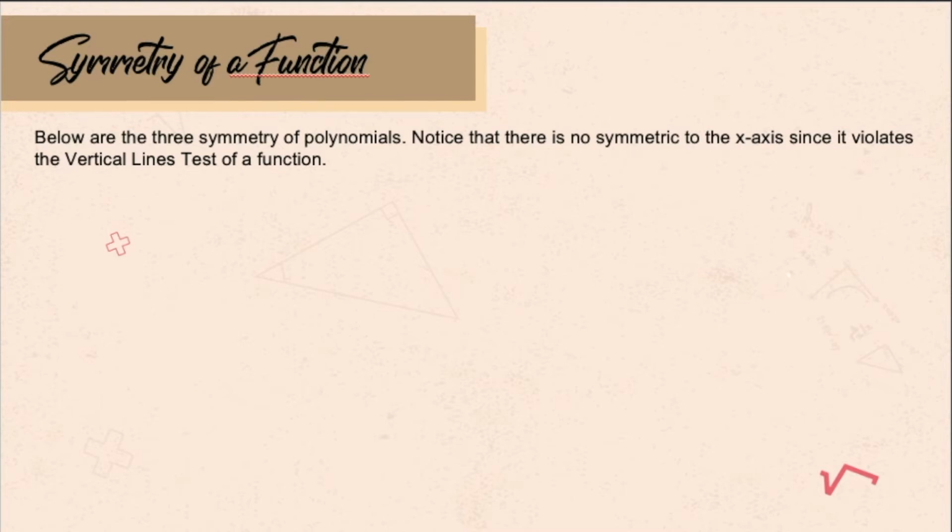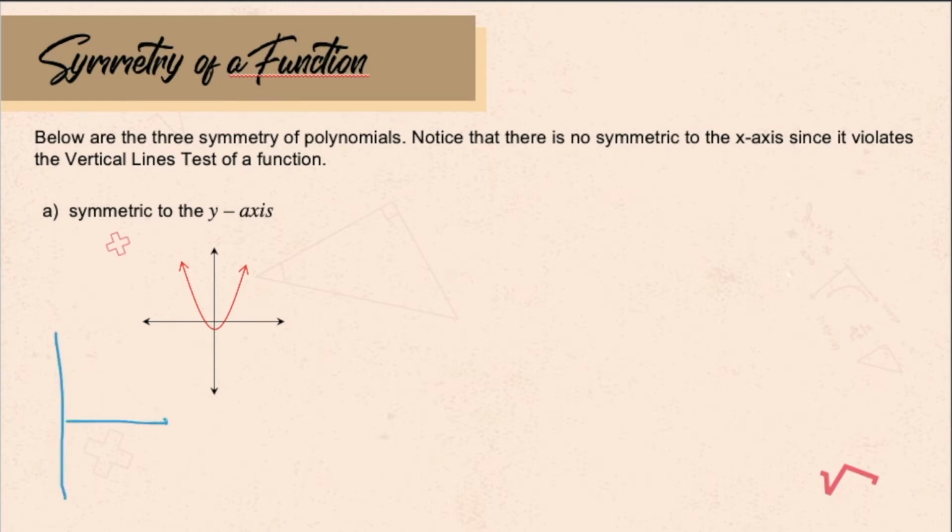We'll start with symmetric to the y-axis. So how do you determine, class, if a given graph is symmetric to the y-axis? You fold along the y-axis, okay? Imagine, just imagination, okay? You fold this along the y-axis, and if there is symmetry in the graph, then that is symmetric to the y-axis.